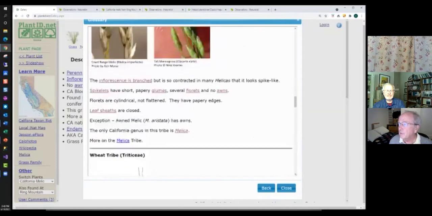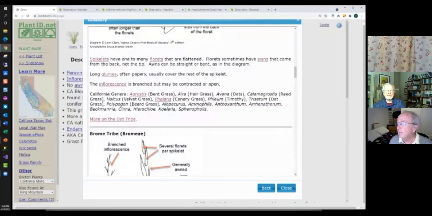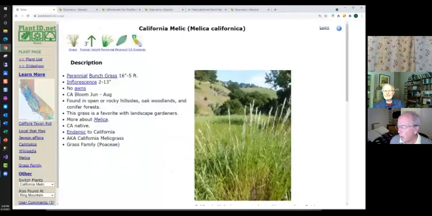Let's go back up to the oats for a minute. The members of the oat tribe are the bent grass, hair grass, oats, reed grass, velvet grass, canary grass, and so forth. So these tribes are conglomerations of a large number of genera, and they're a useful way to think about grasses. So you can start thinking about grasses one species at a time, and you can also think about it at the genus level or at the tribe level.